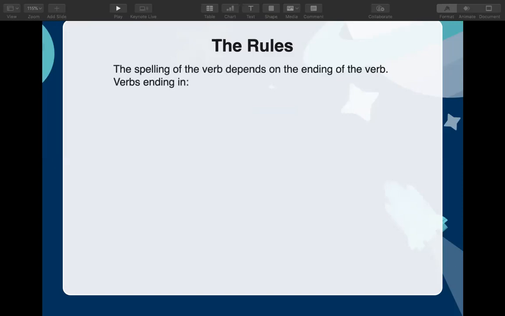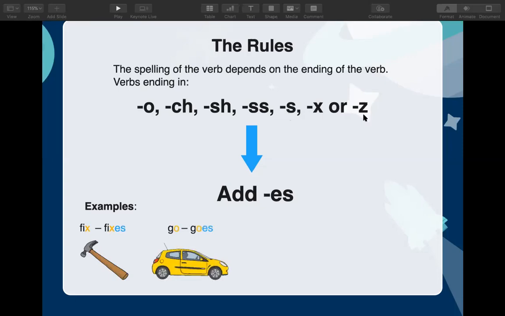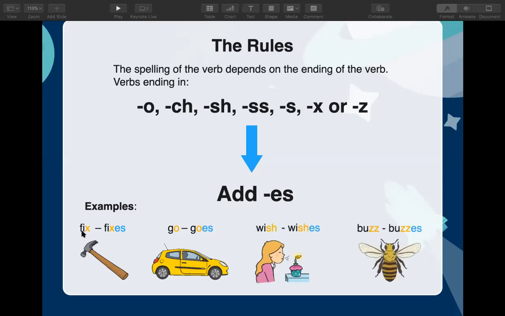Now, let's go to the next example. The spelling of the verb depends on the ending of the verb. For example, verbs ending with O, ch, sh, double S, S, X, or Z, we have to add the ES. So for example, fix, we add the ES, which is fixes. Go ends with O, we add ES, goes. Wish ends with SH, we add the ES, wishes. Bus, buses. Okay? That is another one of the rules. Let's look at another rule.